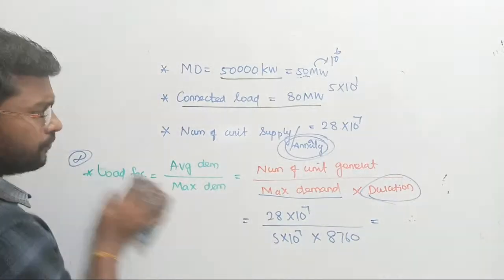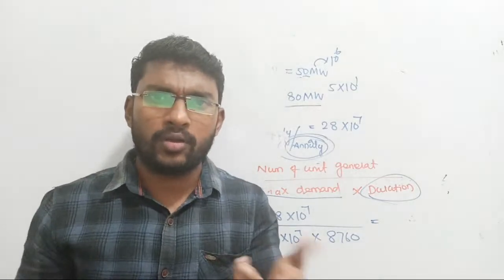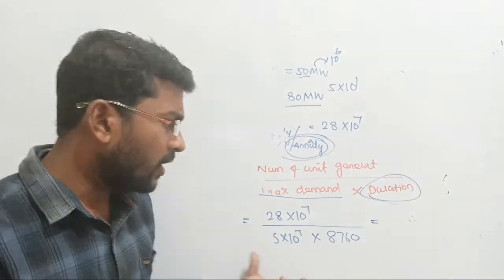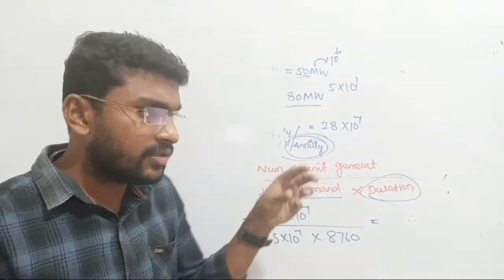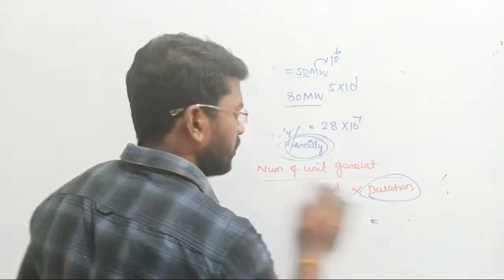Let me get this one. That's all. That is how we are solving. See, the data is very low. No issues, don't worry, because the data is very low. If you have values in the 10 power 6, 10 power 3, you will get these values, right? That is not a problem here.